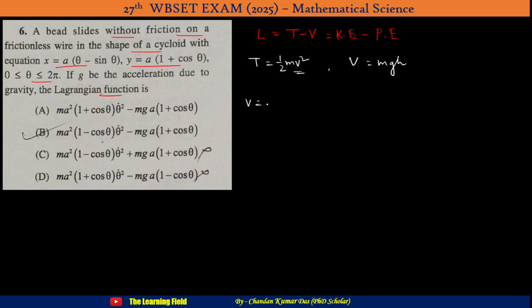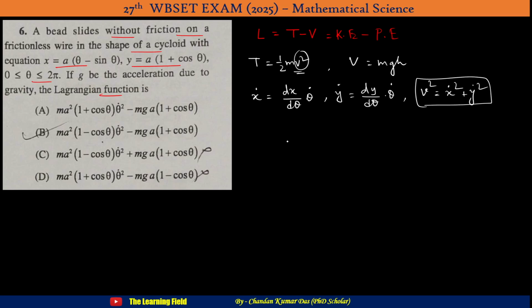Because here x and theta are given, what are the terms in velocity in the x direction and y direction? x dot means dx dt, and because x is dependent on theta, we can write dx d theta into theta dot, which is d theta dt. And y dot is dy d theta into theta dot, and v square is simply x dot square plus y dot square. So from this expression we get v square. Now we have to find dx d theta and dy d theta.